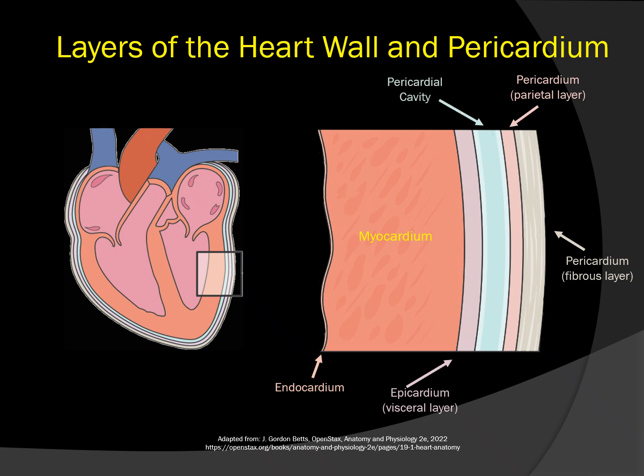The visceral and parietal layers are separated by the pericardial cavity. This space usually contains between 15 and 50 milliliters of pericardial fluid.